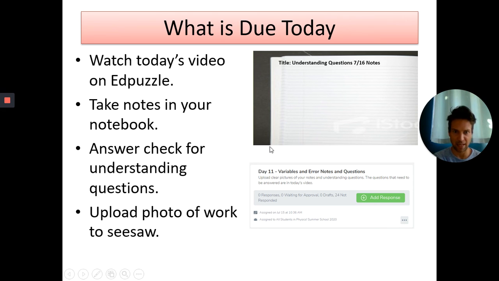Look for this assignment, day 11, variables and error, notes and questions. I want to see your notes and the answers to your questions. Take good pictures so I can see it easily and I can actually read it. Okay, if I can't read it, I may be calling home to ask you to repost it.